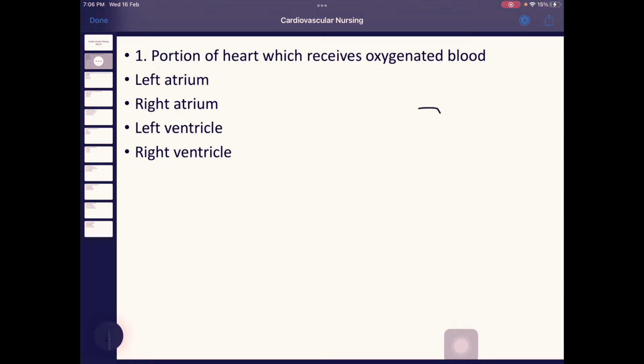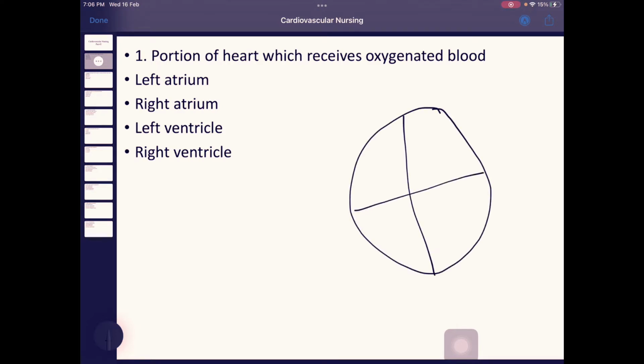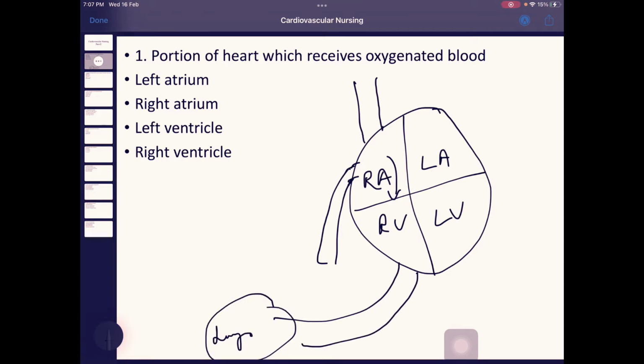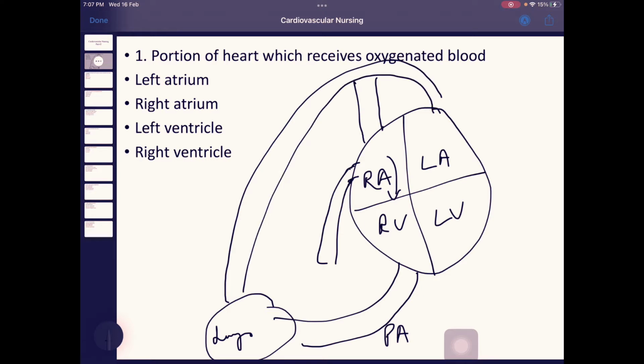So as we know, the heart consists of 4 chambers: right atrium, left atrium, right ventricle, and left ventricle. So the blood from the body which is collected through superior vena cava and inferior vena cava, they are emptied in right atrium. From right atrium, the deoxygenated blood goes to right ventricle, and from right ventricle, the blood goes to the lungs through pulmonary artery, and from lungs the blood gets oxygenated and it gets carried by pulmonary vein to left atrium.